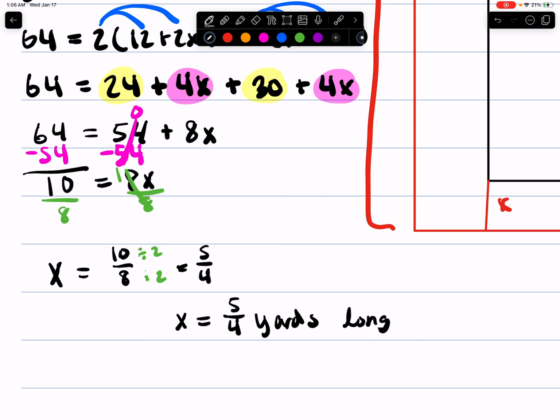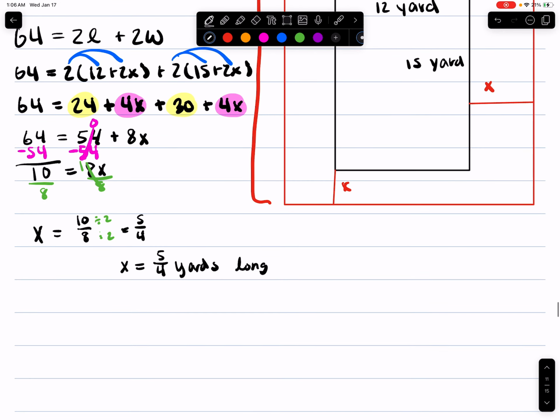Does 5 over 4 really help us, though? I mean, think about the situation we're looking at. We want length. If I tell you something's 5/4 of a yard, does that help you? Not really. So what we really want to do here, and you can always base this off the situation you're looking at, is convert that fraction to a decimal. The way we do that is long division.